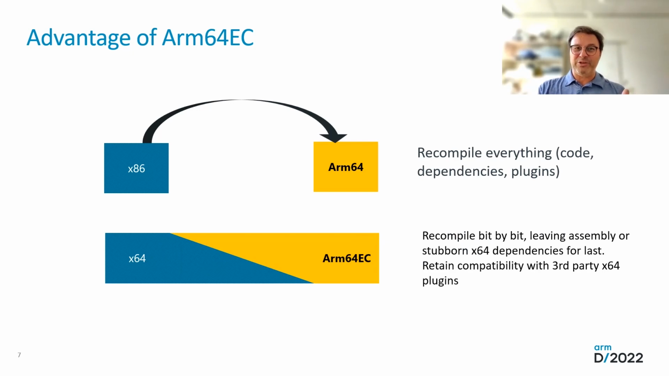ARM64EC provides the opportunity to port the applications piece by piece. That makes the nativeness of an application rather a grayscale instead of a black and white picture. You can start with a fully emulated app and then incrementally port portions of the code to ARM64EC one at a time, over time, improving the performance and the battery life as you go.